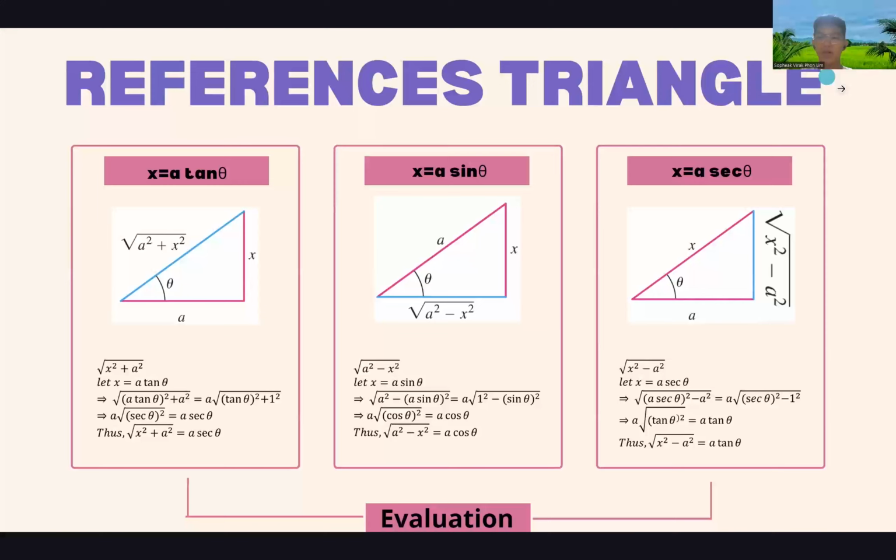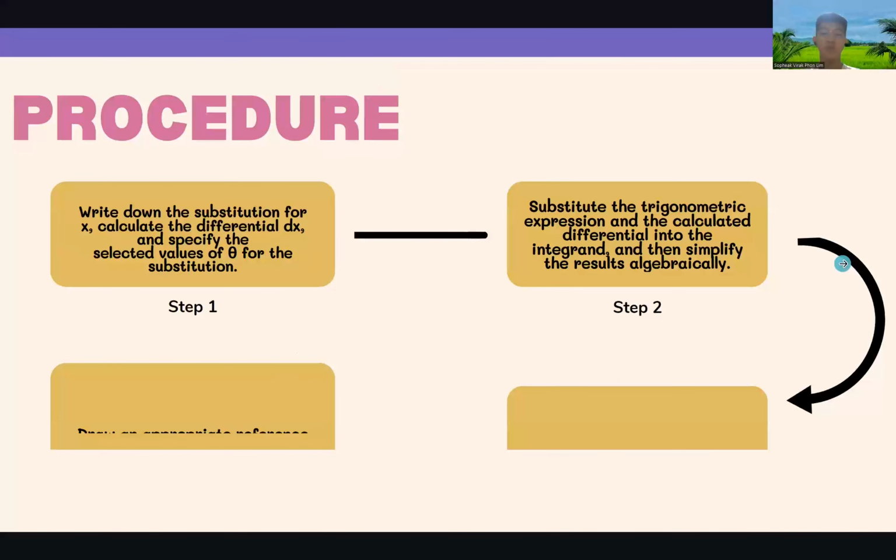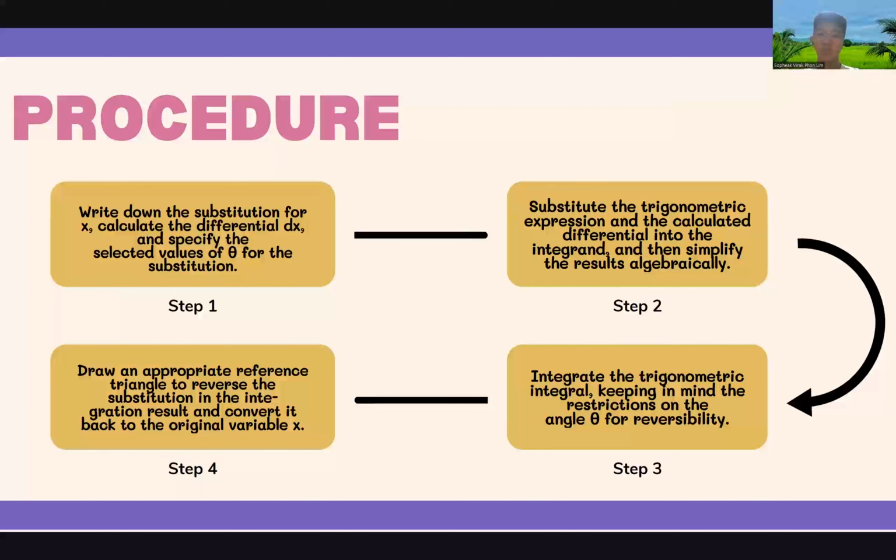As I explained about the reference triangle, how are we going to apply the reference triangle, which is an element of the trigonometric substitution, to evaluate the integral? Let's see the method of solving these problems. We have the procedure of this evaluation: we have to write down the substitution for x, which I showed you with the reference triangle, and we have to calculate the differential dx because there is a dx in the integral problem, and specify the selected values of theta for the substitution.